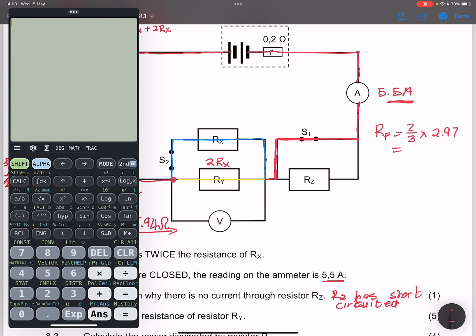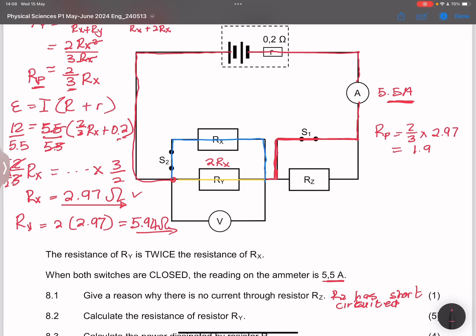So let's calculate that. That's 2 over 3 multiplied by 2.97, and I get a value of 1.98. So that was 1.98 ohms. That's our parallel resistors. But now what I'm going to do is look for that voltage V. So let me find out what V is.